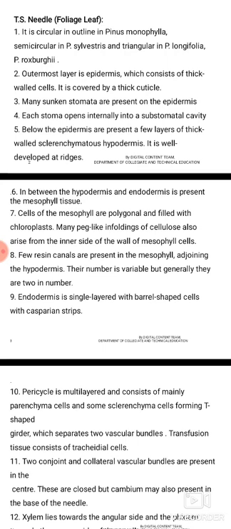In between the hypodermis and endodermis is the mesophyll. The cells of the mesophyll are polygonal and filled with chloroplasts. Many peg-like infoldings of cellulose also arise from the inner side of the wall of the mesophyll cells. A few resin canals are also present in the mesophyll adjoining the hypodermis. Their number is variable, but generally they are 2 in number.